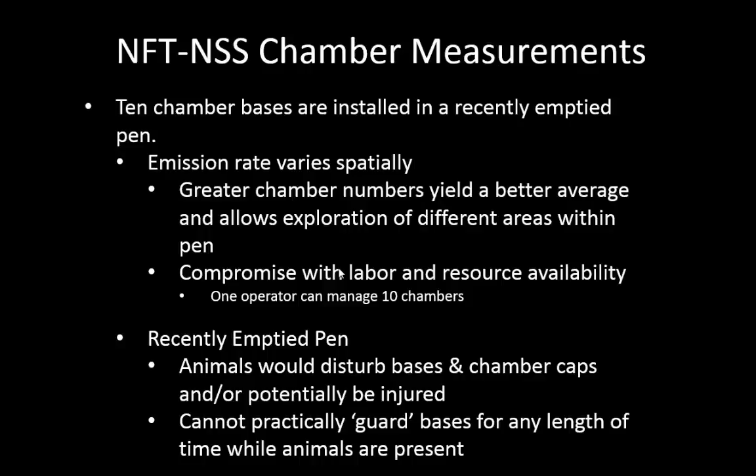We use a recently emptied pen. We obviously would like to measure what's happening while the animals are there. That's difficult. The animals are going to disturb the bases out of curiosity, amongst other things, and they're potentially going to be injured if they step on the steel base. And practically you cannot guard the bases for any length of time while the animals are present.